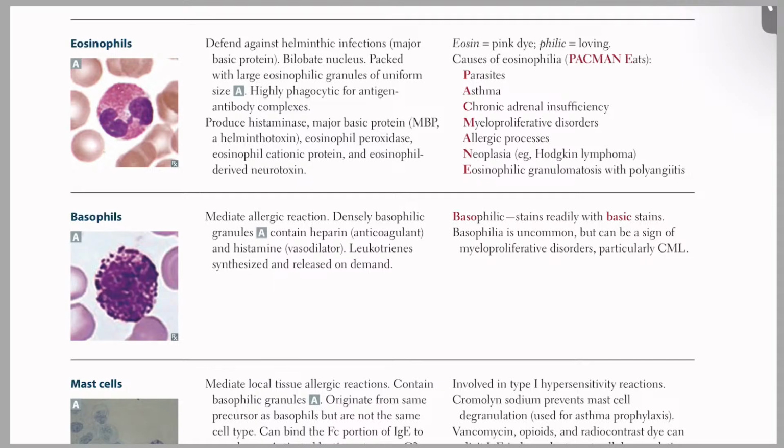Causes of eosinophilia: Pac-Man eats parasites, asthma, chronic adrenal insufficiency, myeloproliferative disorders, allergic processes, neoplasia, that is Hodgkin's lymphoma, eosinophilic granulomatosis with polyangiitis.